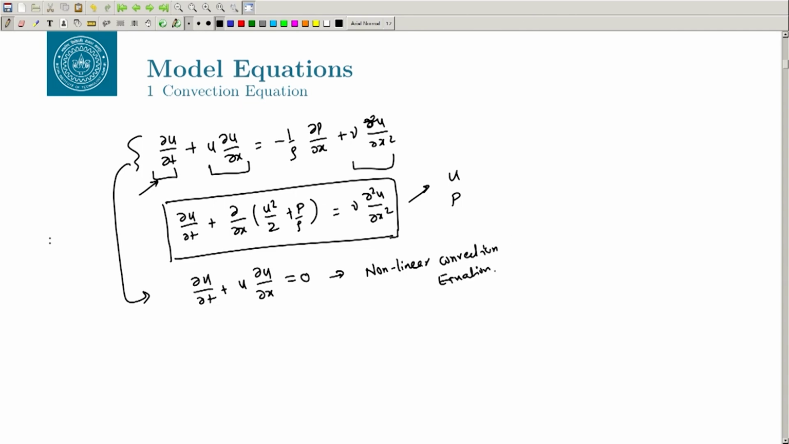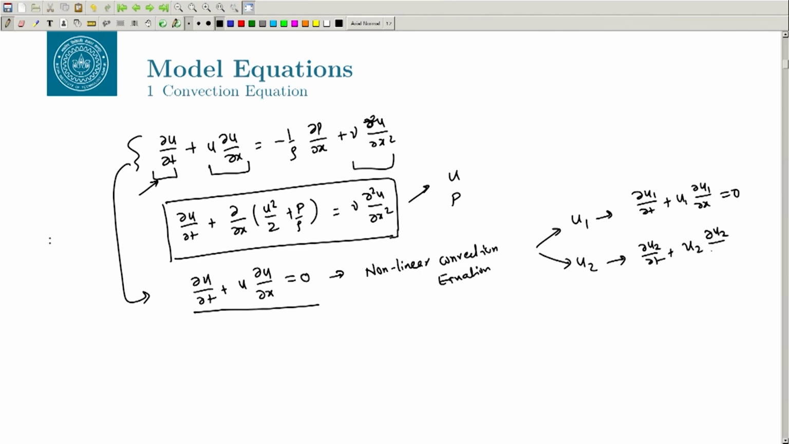Why is it non-linear? We have discussed properties of the equation, but one very simple way to check whether an equation is linear or non-linear is this. Let us say this equation has 2 solutions, u1 and u2. If they individually satisfy this equation, and if their sum also satisfies this equation, then it is a linear equation. So, u1 satisfies the equation: del u1 by del t plus u1 del u1 by del x equal to 0, and del u2 by del t plus u2 del u2 by del x equal to 0.